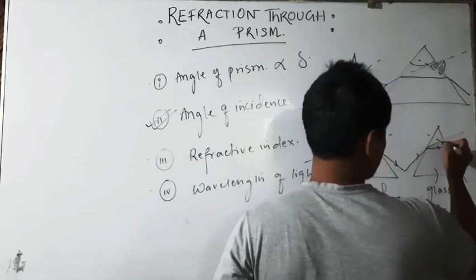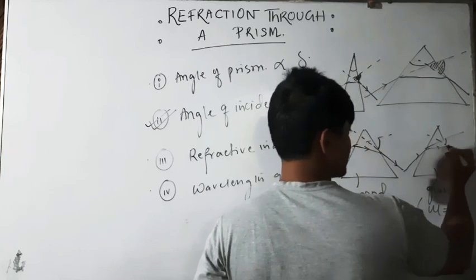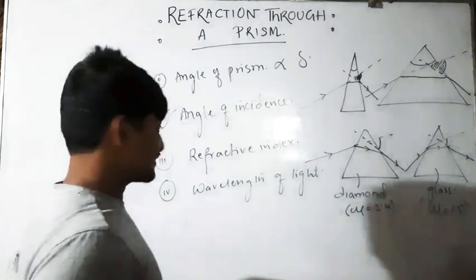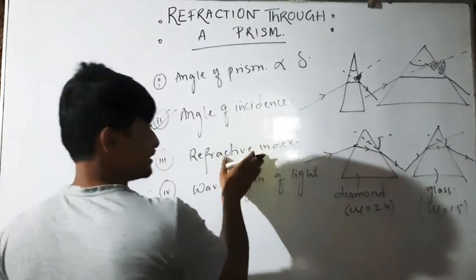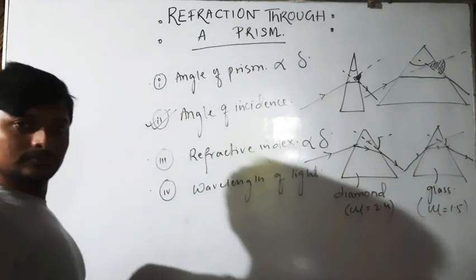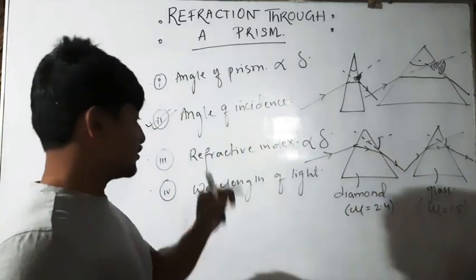Understood? It is very less, so the refraction suffered will also be less. As a result, the angle formation will be very less. So upon this refractive index also, deviation angle depends directly. Now for the third part, it is your wavelength of light.